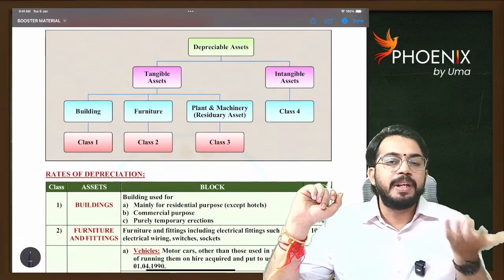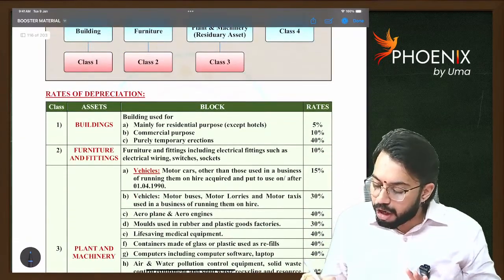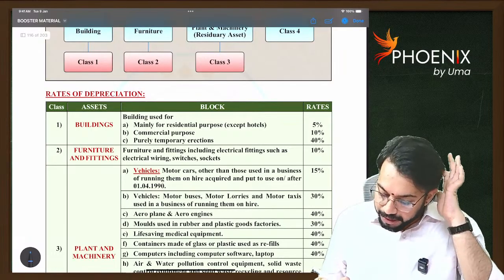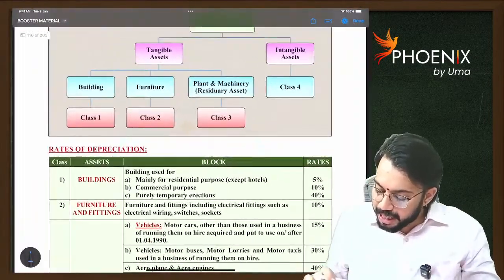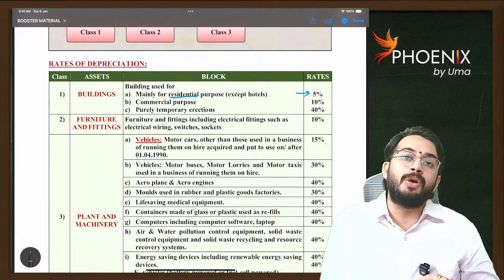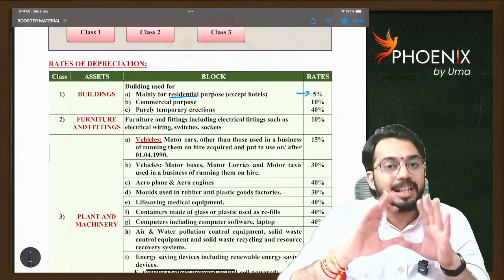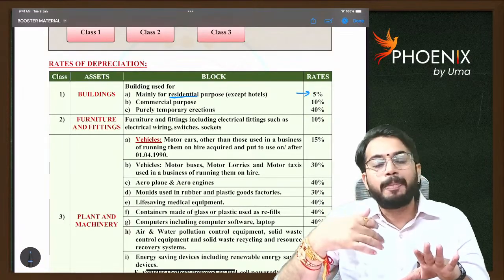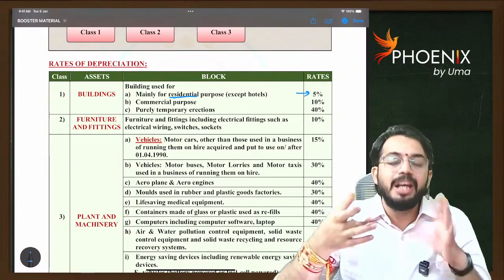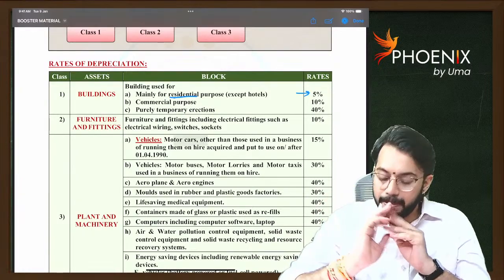Now, building. What is the rate of depreciation applicable for building? If it is a residential building, mainly used for residential purpose, the rate of depreciation is 5%, except hotels. Hotels, even though customers use them for residential purpose, from the owner's point of view, are commercial use only. So on hotel buildings, we will apply 10% rate of depreciation.